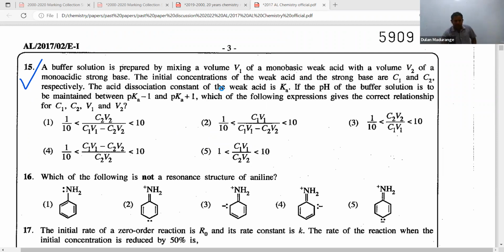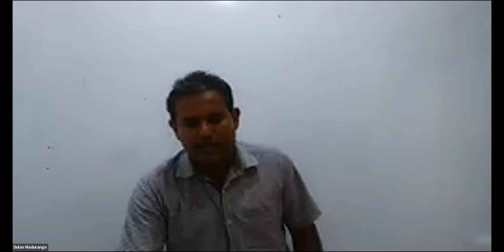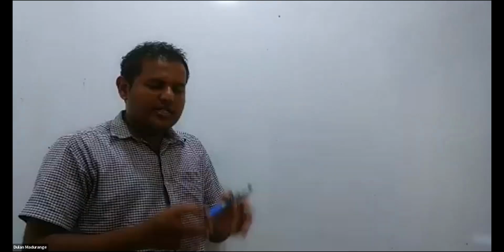Right. The buffer solution is prepared by mixing volume V1 of a monobasic weak acid with volume V2 of monobasic strong base. The constants of the weak acid and weak base are given. If the pH of the buffer solution is to be maintained between pK -1 and pK +1, which of the expressions gives the correct answer? So by nature, after giving that, we have to write an equation.